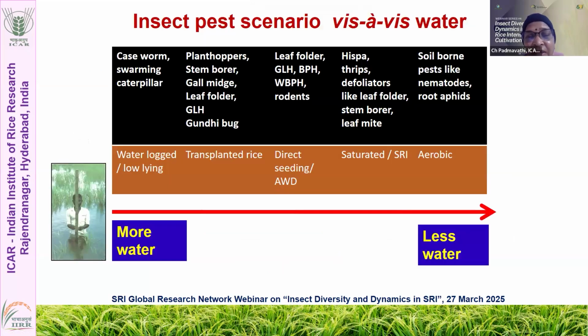With the introduction of these cultivation systems, going from more water to less water, we have deep water ecology, a waterlogged condition, where caseworm and swarming caterpillar are a serious problem, followed by transplanted rice, direct seeding, saturated or SRI, and aerobic. With the reduction in water, this is the pest profile we see: plant hoppers, leaf folder, and early season pests, and particularly in aerobic rice, soil-borne pests like nematodes and root aphids in high numbers.